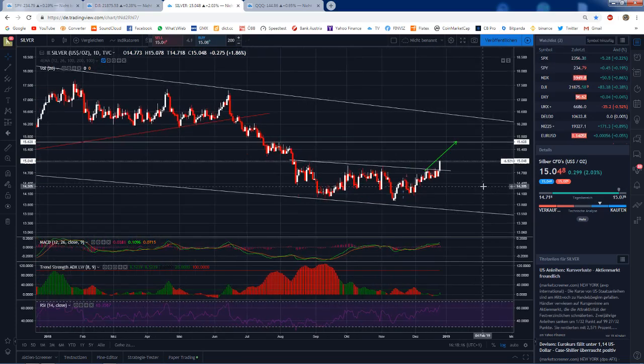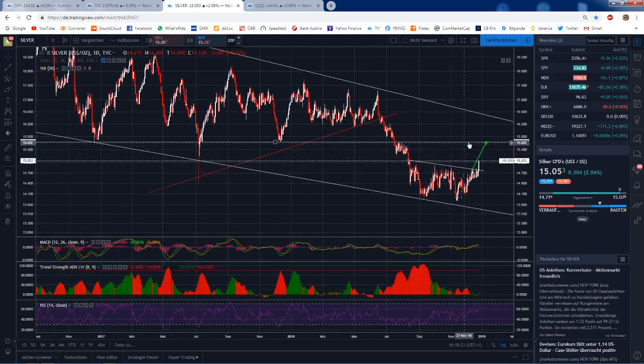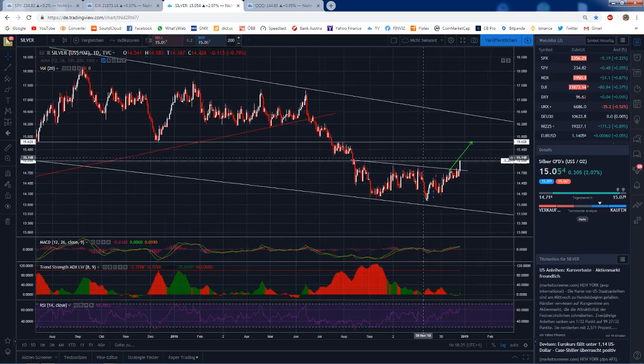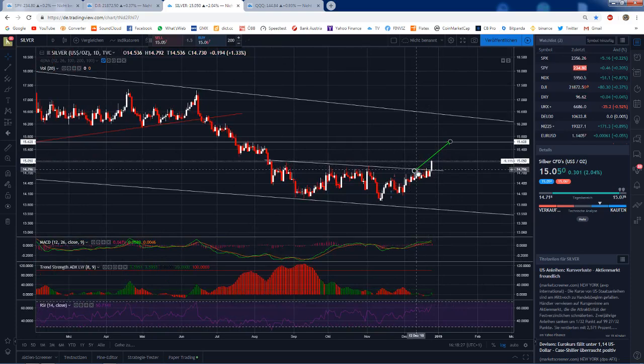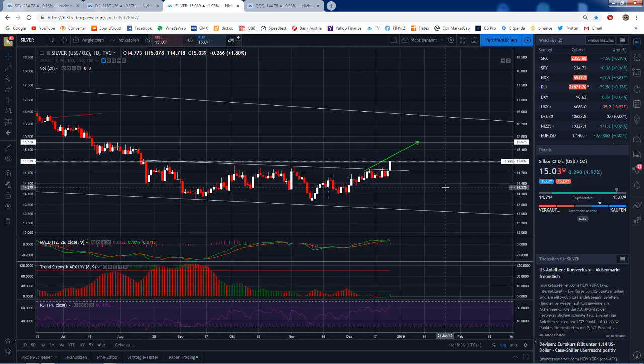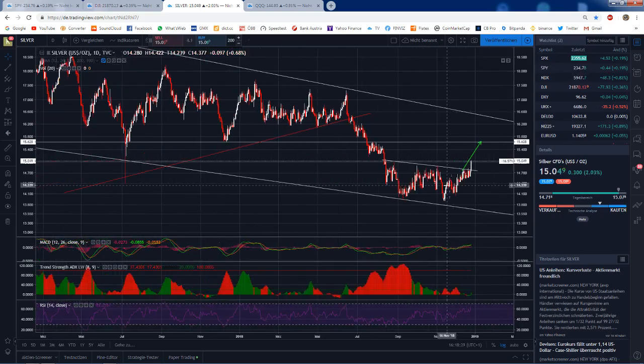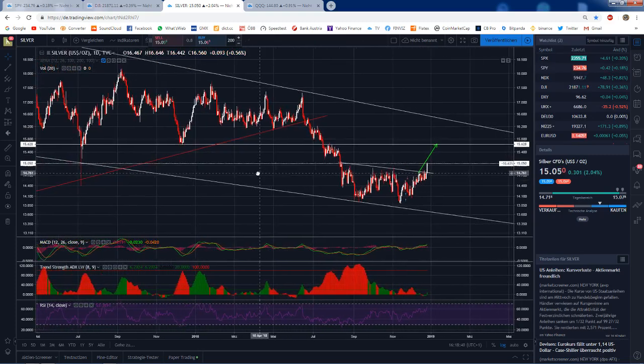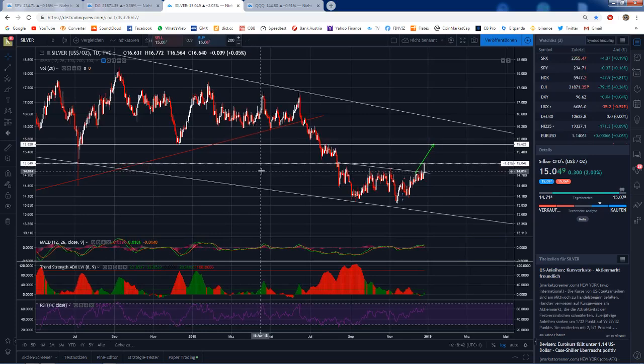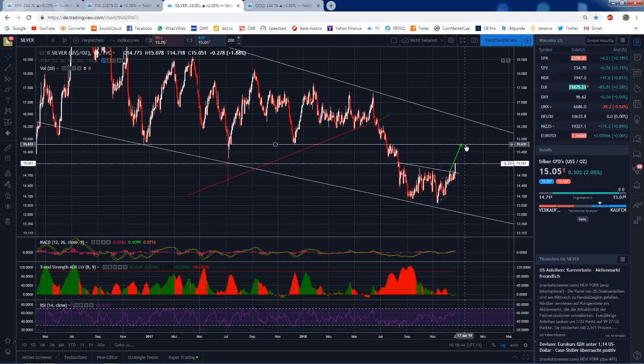I'll be looking for an entry, especially if we see consolidation, further hammering of the stocks. Like right here, this has been my target, and I thought it would go up right here, but I'm off a couple of weeks. But this is nice. This is awesome. If we break this level, then I'm interested.